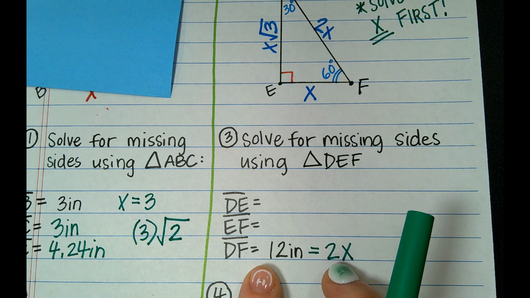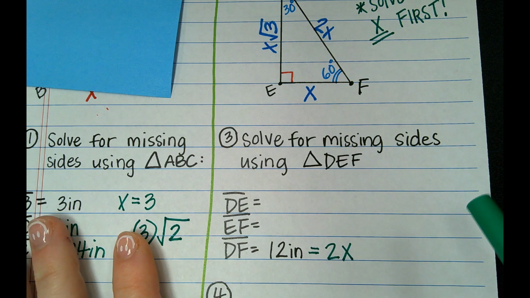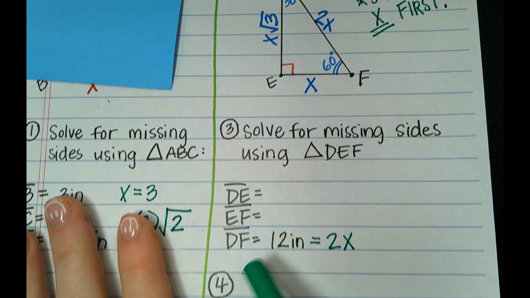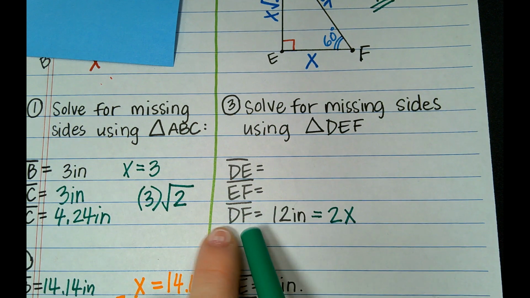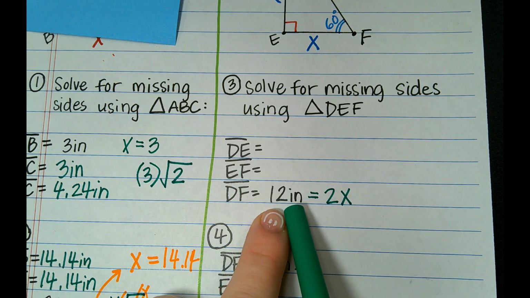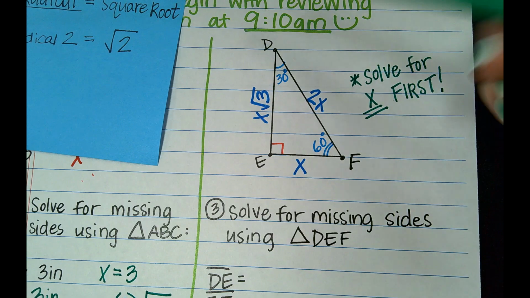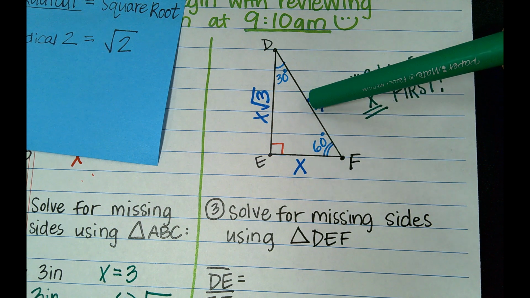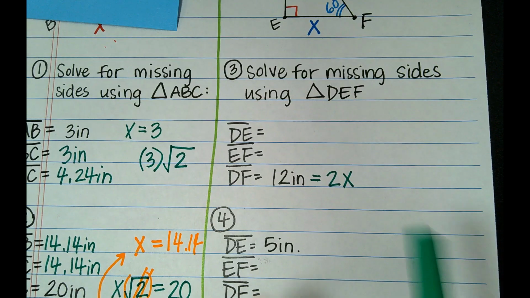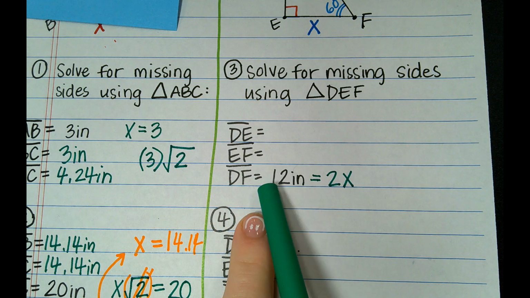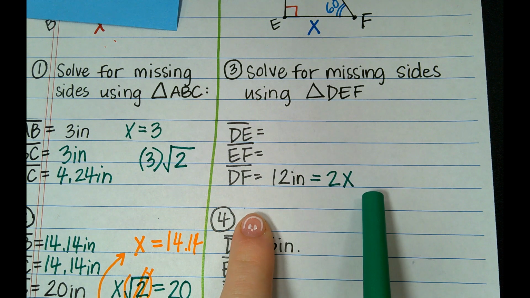It's the length from D to F. It's given to us right here in black and white. D to F is 12 inches. And our picture tells us from D to F is 2x. So if D to F is equal to 2 things, those 2 things are equal to each other. Okay? They're related in that way. So we already know that 12 inches is 2 times x.